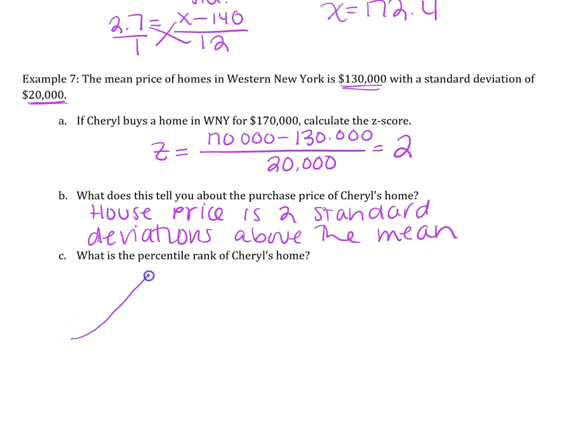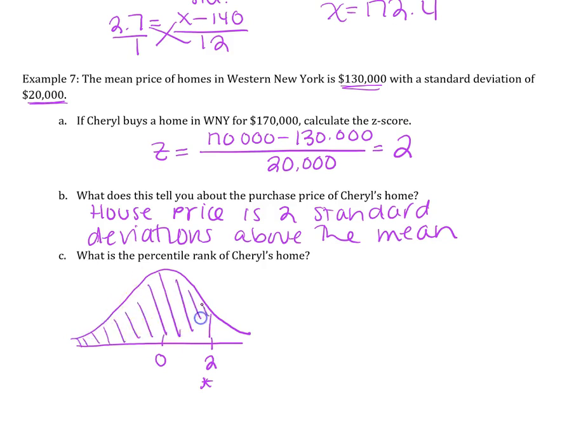So if I were to draw a standard normal distribution with a center at 0, by converting all these numbers to z-scores, now I'm putting it into the context of a standard normal distribution. Her house value of 170,000 is now here at 2. That's her house. Okay, 2 standard deviations above the mean. In order to calculate her percentile rank, I'm going to find the area to the left of it.